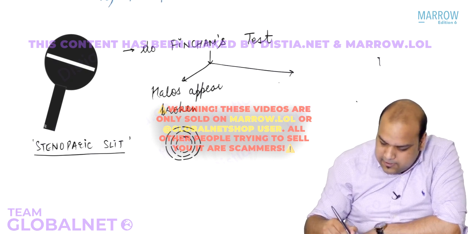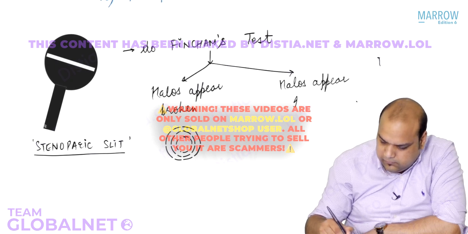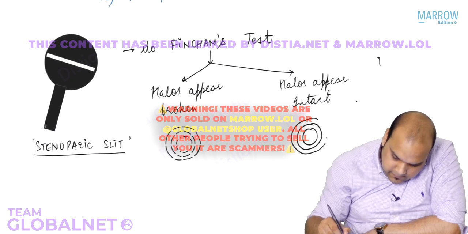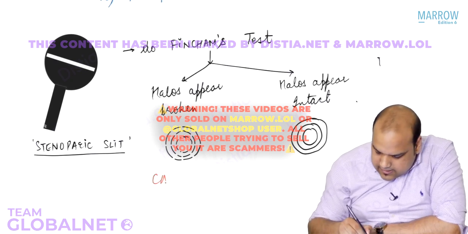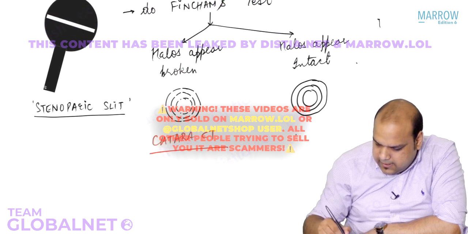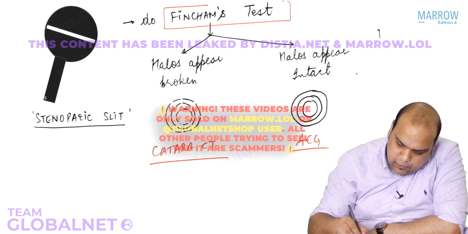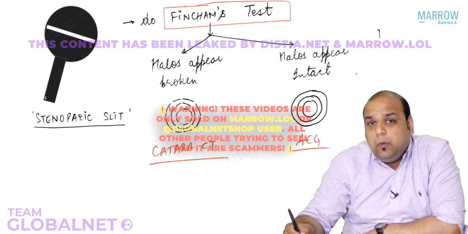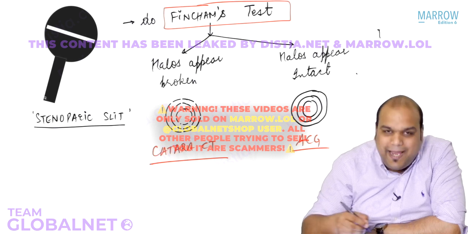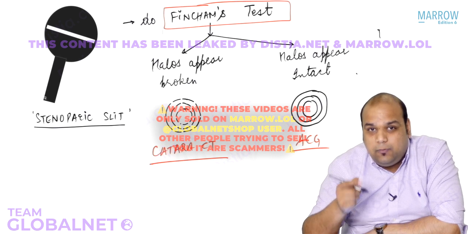But if the halos appear intact, intact means like this only. Here the answer is cataract. The other place the answer is angle closure glaucoma. So Fincham's test is used to differentiate between cataract and glaucoma. If I ask you everybody, Fincham's test is used to diagnose glaucoma or cataract or both.